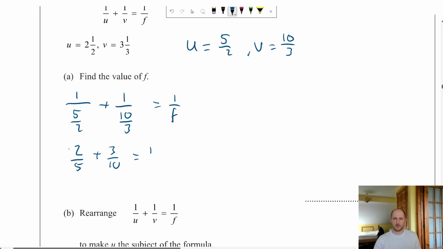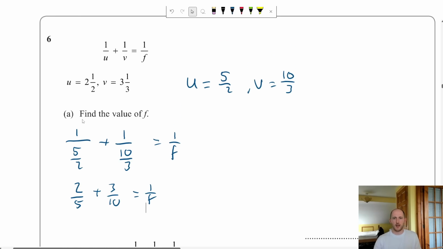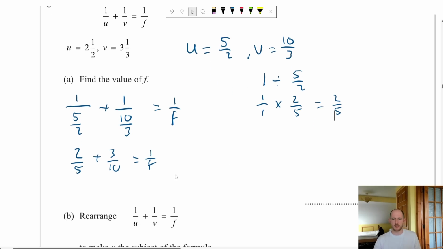Now, if you're not happy with that, I understand. 1 over 5 over 2 is the same as 1 divided by 5 over 2, right? Keep, flip, change. So we're going to have 1 over 1 times 2 over 5, which equals 2 over 5. That's where the derivation comes from. So no matter if you want to do 1 over being the reciprocal, which it is, or you do it more manually where you divide, you get the same answer. It doesn't make a difference.